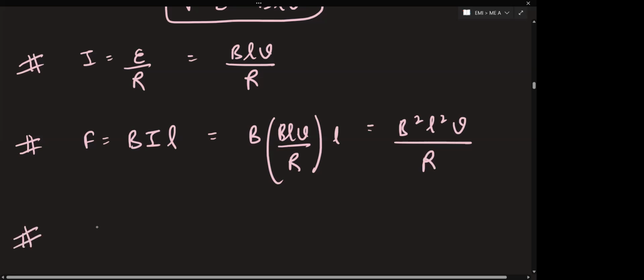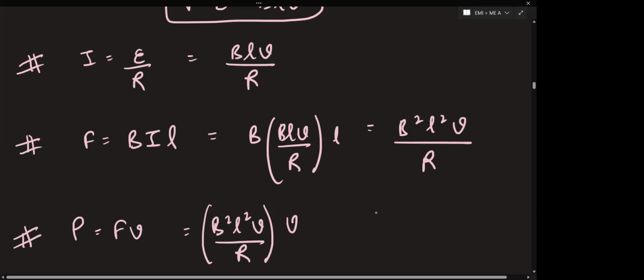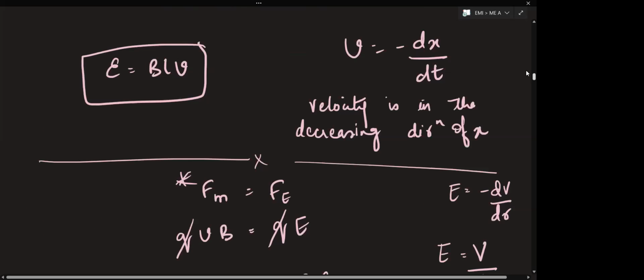The last modification can be power. Power is force into velocity. Force is B square L square V divided by R, and multiplying by velocity, power becomes B square L square V square divided by R. These three formulas you should remember. Maximum it can go up to this. Otherwise, questions from Motional EMF are direct. We'll also see a question right now, but before that, note it till here.